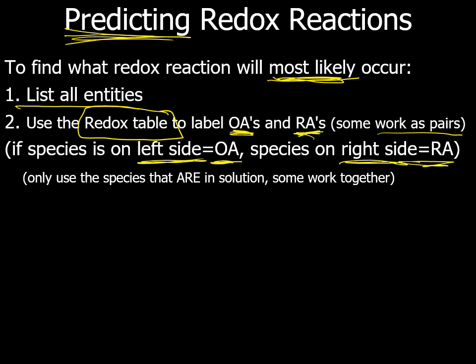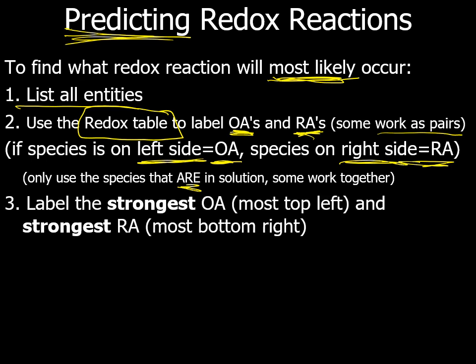So only use species that are there. If you see something that is not in the situation you're looking at, but is on your redox table, obviously it's not present, so you can't count it as something you have. We then want to make sure, once we've found them, we mention who is the strongest oxidizing agent and who is the strongest reducing agent. Those two species will be the most likely to go through the spontaneous reaction or react the most.